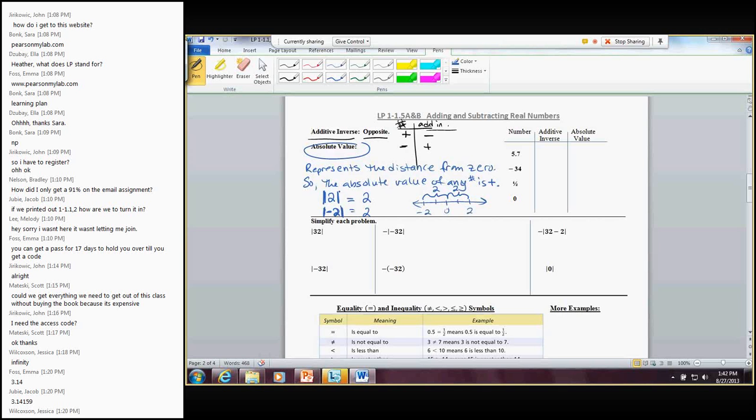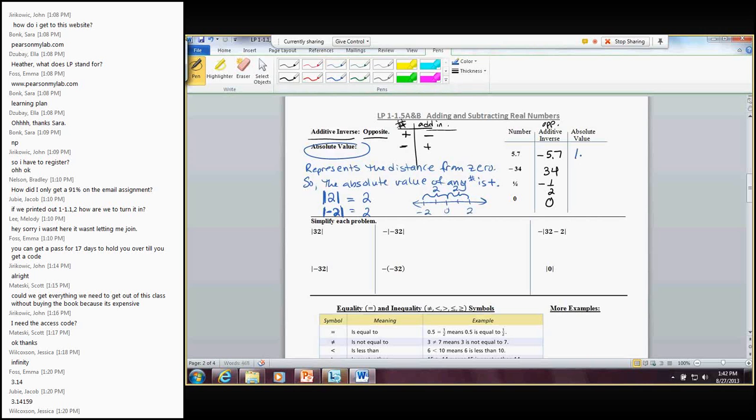Okay, let's go over here, just a chart. Additive inverse of 5.7. Now think of that as the opposite. Negative 5.7. Going down, the opposite of negative 34 would be positive 34. The opposite of positive a half is negative a half. Does anybody know the opposite of 0? Just 0. 0 is neither positive nor negative, so it's kind of weird. That's all I'll say. Okay.